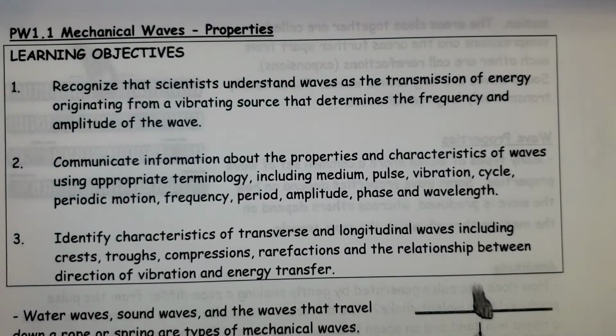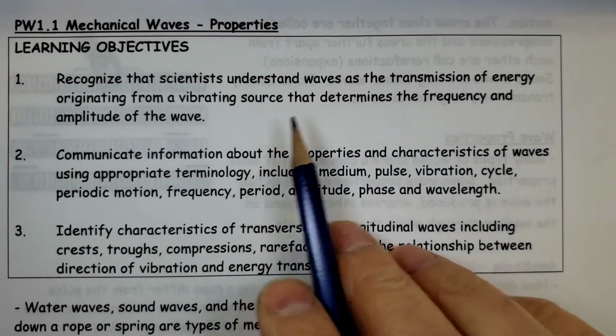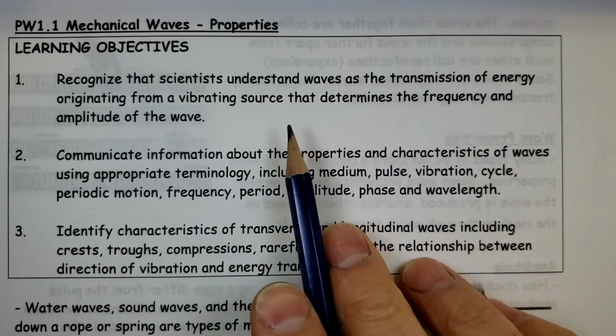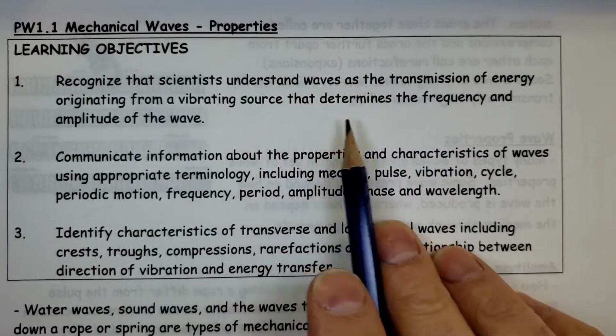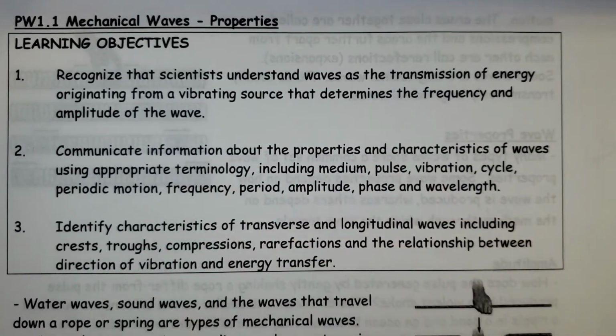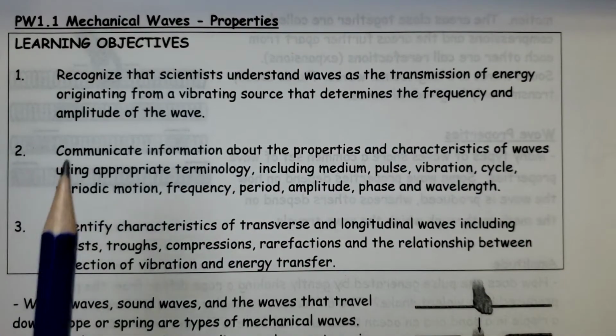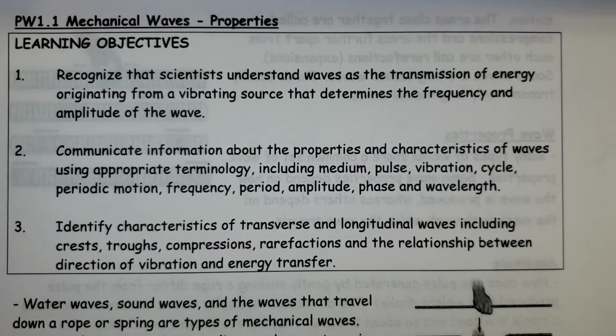So PW1.1, mechanical waves, it's a fairly big section because there's a lot of terminology we need to discuss right out of the gate. So recognize that scientists understand waves as the transmission of energy originating from a vibrating source that determines the frequency and amplitude of the wave. That's a lot of key things right in that sentence right there, as we'll see.